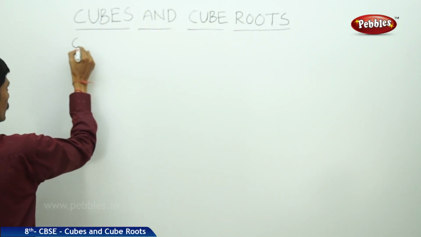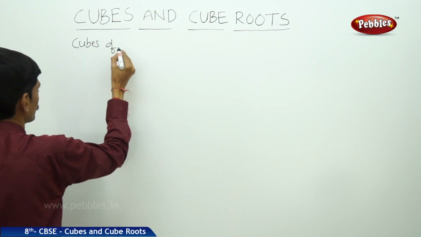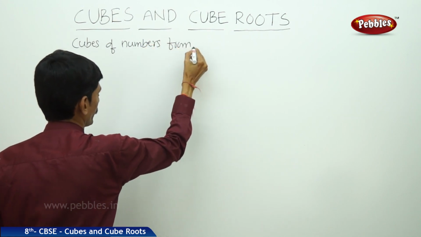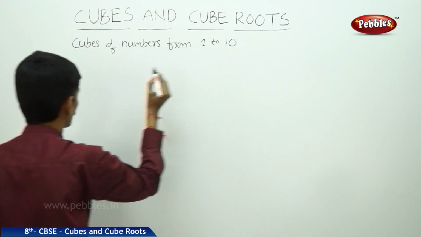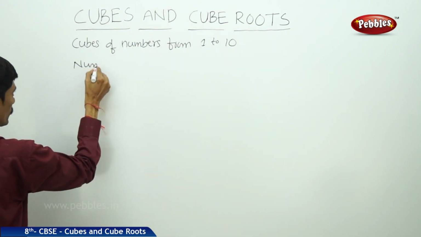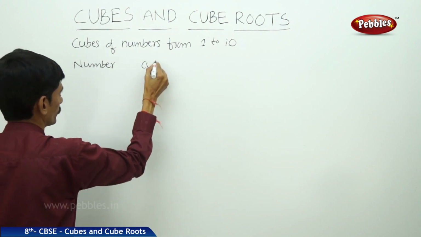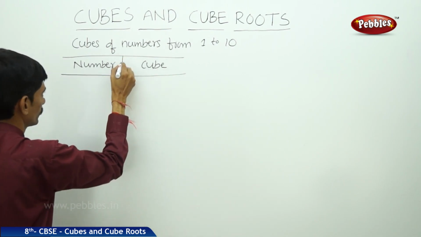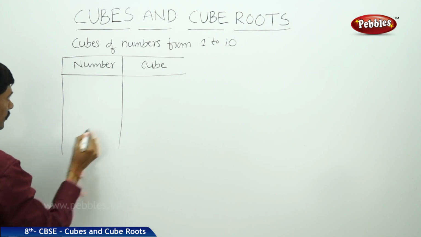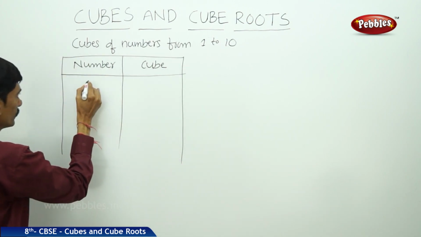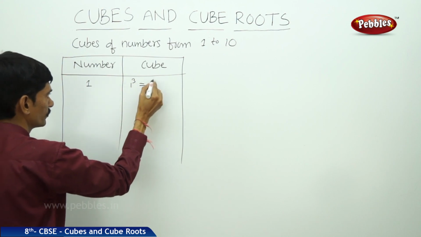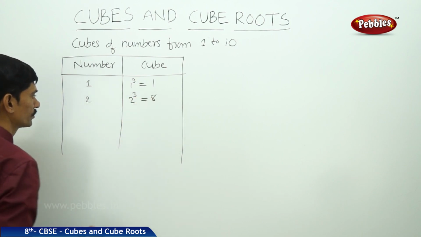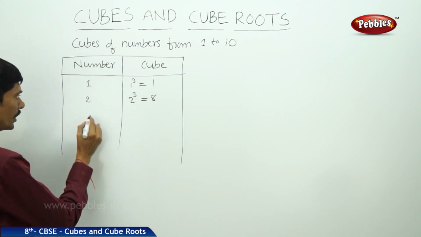Now let us write the cubes of the first 10 natural numbers. So now we will write cubes of numbers from 1 to 10. First we will take the number and its cube. What is the first natural number? 1. So its cube, 1 cube equals 1. The second natural number is 2. Then we can write 2 cube equals 8. Meaning 2 is multiplied 3 times, then we will get 8.